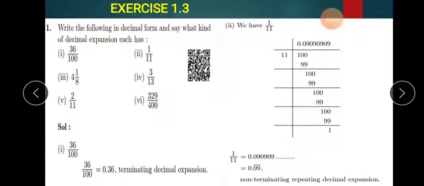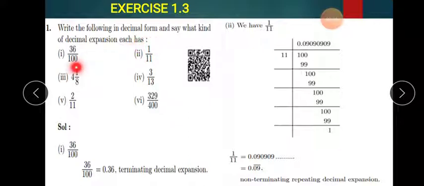Good morning, students. Today we are going to solve some questions of exercise 1.3. So let us see the first question. The first question is, write the following in decimal form and say what kind of decimal expansion each is. It means we have to convert into decimal form, and after conversion we have to say whether it is terminating, non-terminating, or non-terminating and non-recurring. So let us solve some questions.